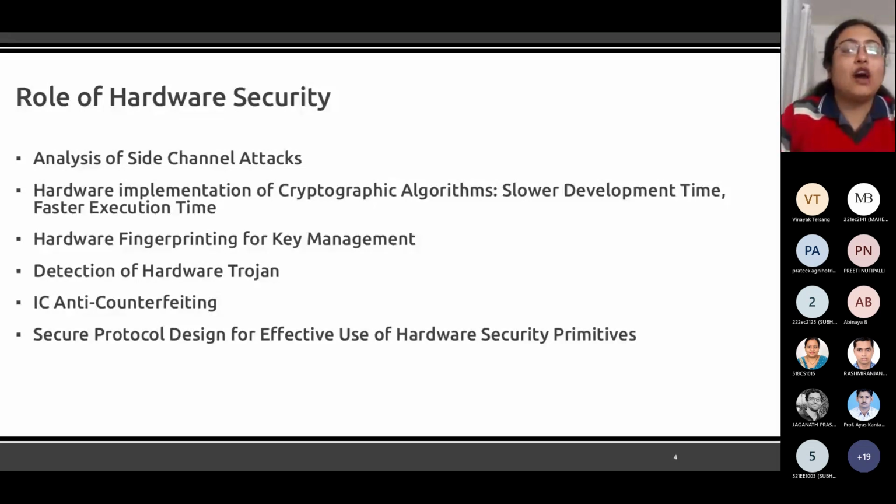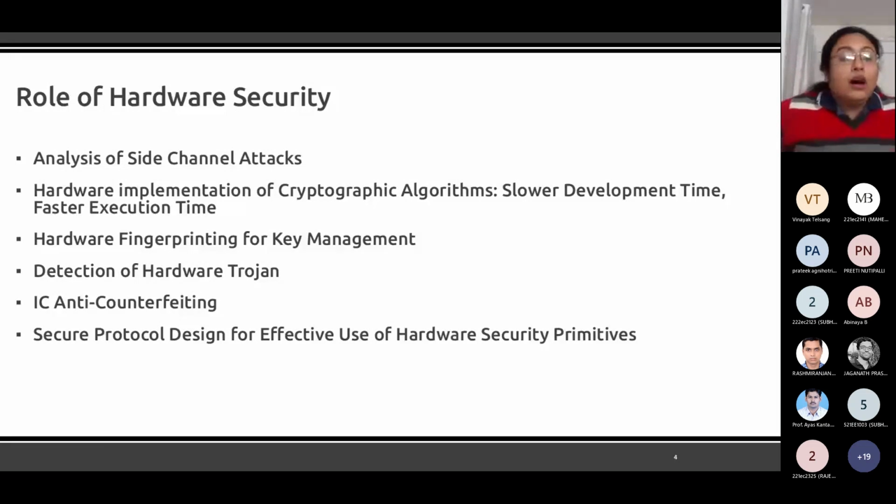Then another thing that we cover is how we actually implement hardware for a cryptographic algorithm. Okay, so that is a very tough job. That's why it is very slow in development time, but it is faster in execution time. Okay, because we are at the device level, so no compiling and code coming from the memory to cache to the CPU, and these kinds of things are not happening. We are dedicatedly creating a coprocessor for a particular cryptographic algorithm. That is why it is much faster.